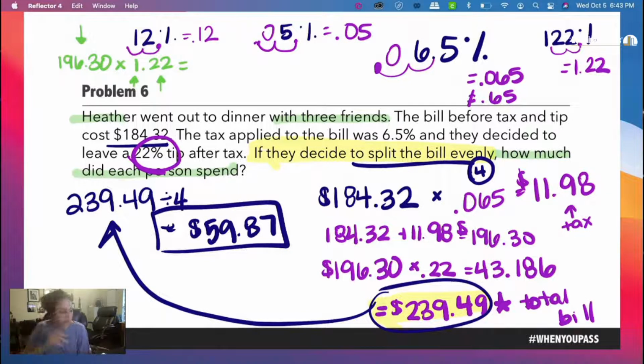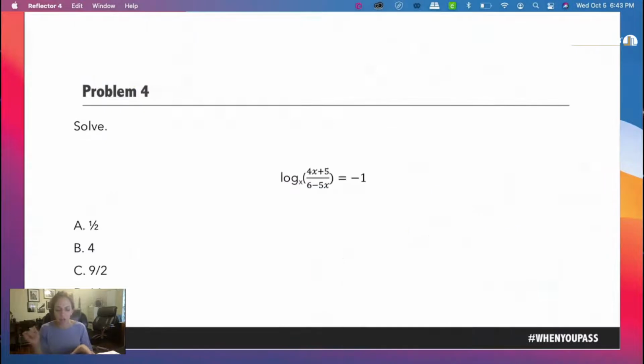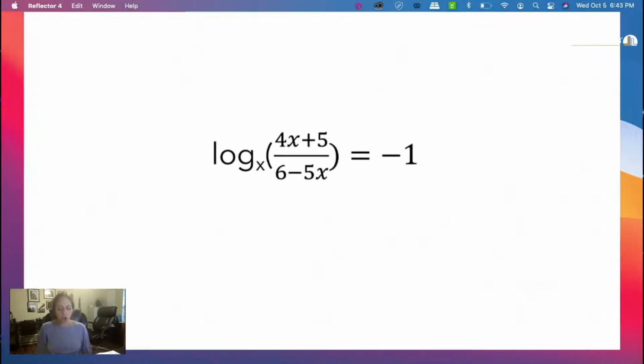All righty. Let's go ahead and switch over to another high school problem, and then we'll go back to elementary problems to finish off. So, solve log base x of (4x plus 5) divided by (6 minus 5x) equals -1. So we have a base of x. We're operating the log here, and it all equals -1.